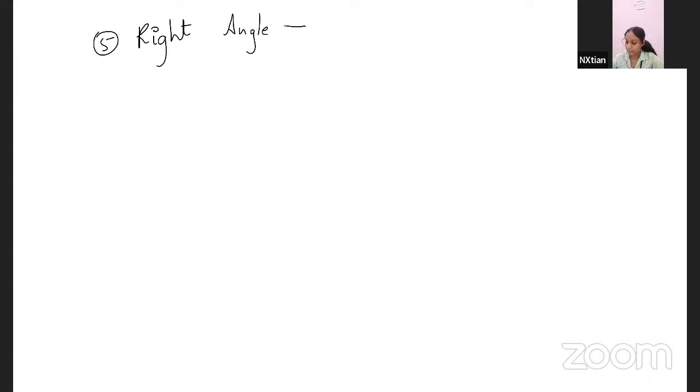This is very basic. Every angle which is of the measure 90 degree is a right angle. Angle of measure 90 degree is a right angle.